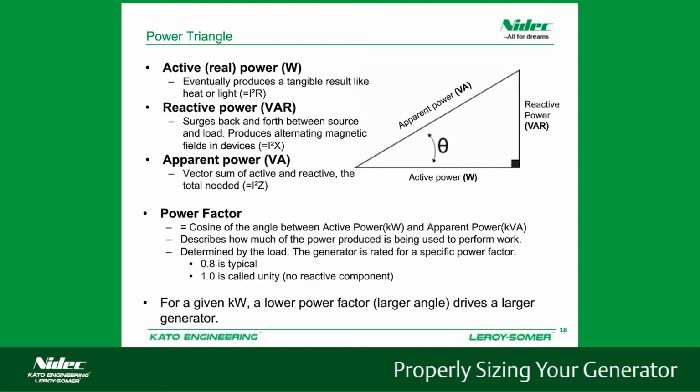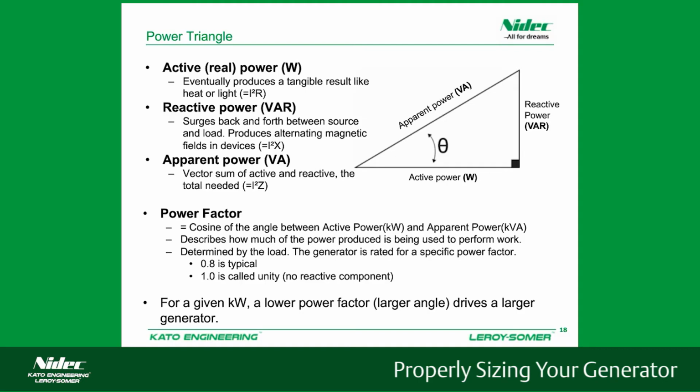It's not putting any torque on the motor, but the generator has to be able to handle it. Our apparent power is going to be the vector sum of those two, and so this will be the total current that we have to handle. It's not purely additive. You can see the triangle. It's not all in phase with one another.